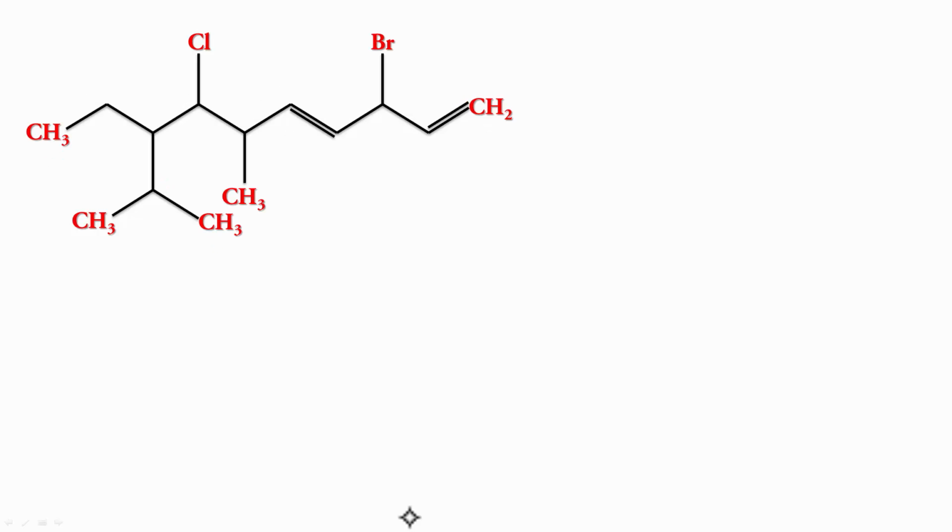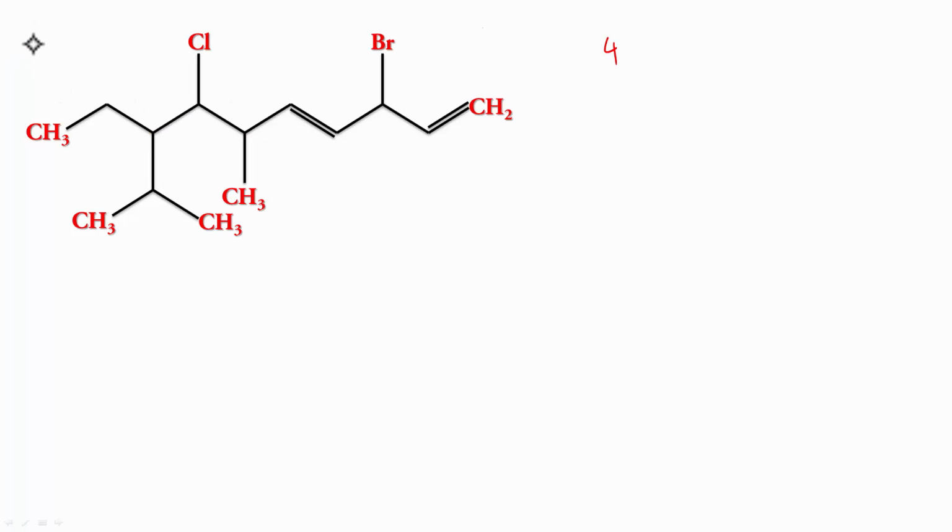Now, let's see. If we were to go for this chain, the one running from right to left, how many substituents do we get? We get a substituent here, bromo. We get one here. We get one here. And we get one here. So that makes it 4. We get 4 substituents if we go for the chain that is running from right to left.